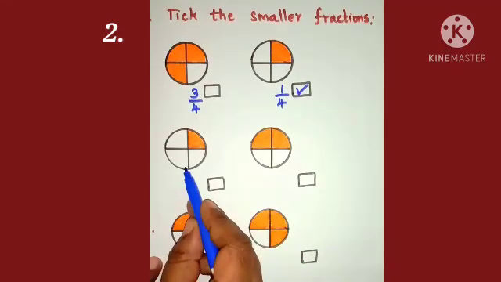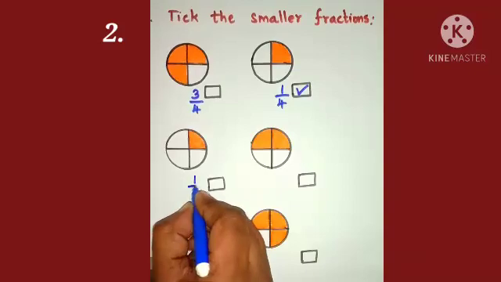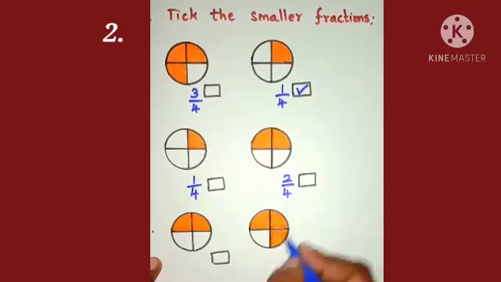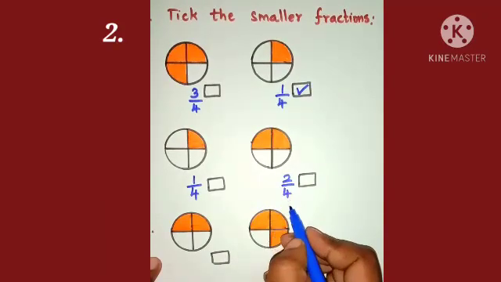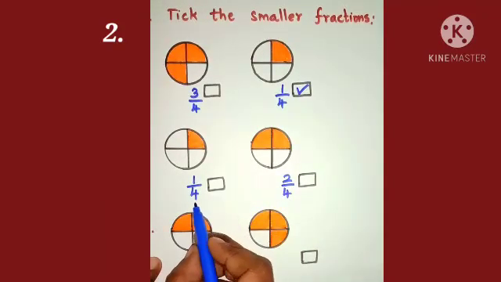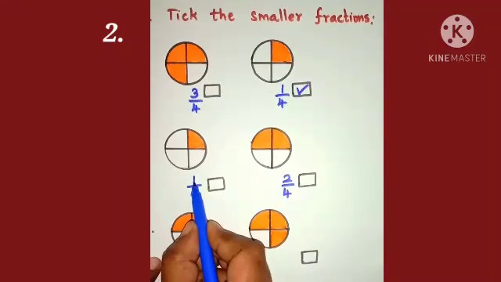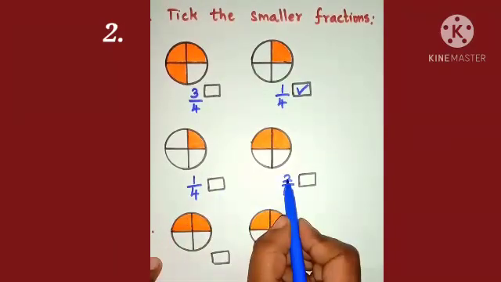Here in the first picture, first write down the fraction, that is 1 by 4. And second one, 2 parts are shaded out of 4 equal parts. Thus the fraction is 2 by 4. Now children, here 1 by 4 and 2 by 4 are like fractions. Thus we have to compare the numerators 1 and 2.